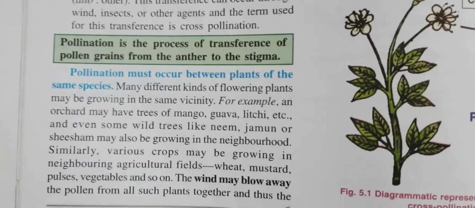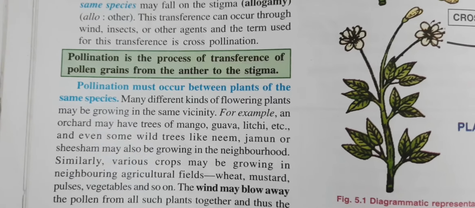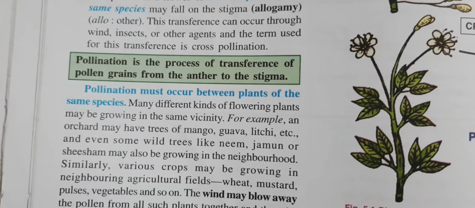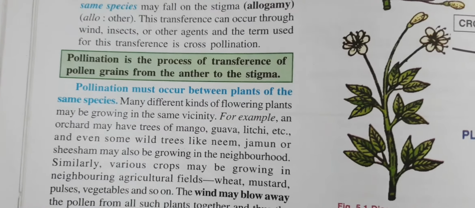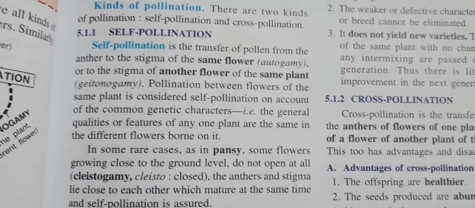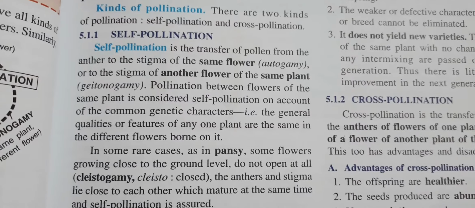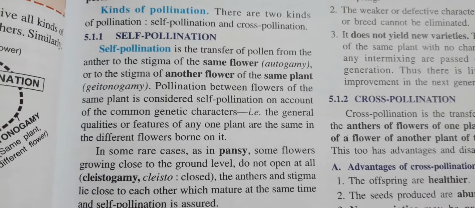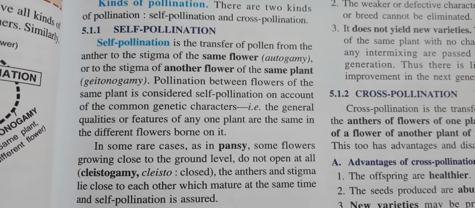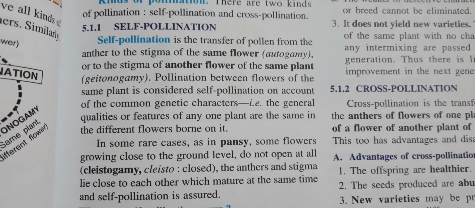Now pollination. So what is pollination? Pollination is actually the transfer of pollen grains from the anther to the stigma. That means from the male reproductive part to the female reproductive part. Pollination is of two types, self-pollination and cross-pollination. First we will discuss self-pollination. Self-pollination is the transfer of pollen grain from anther to the stigma of the same flower or to the stigma of another flower of the same plant.